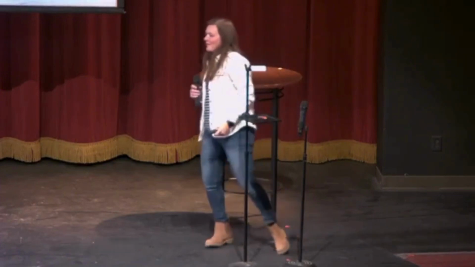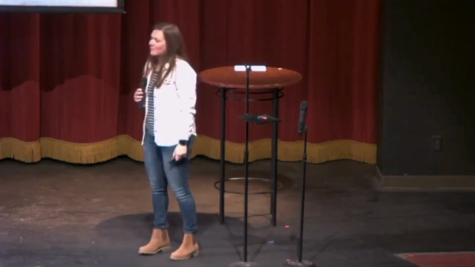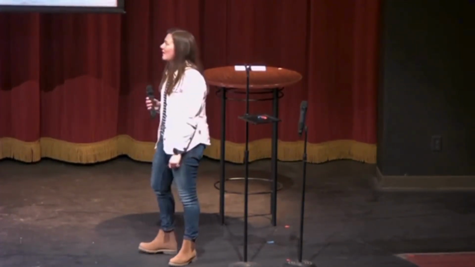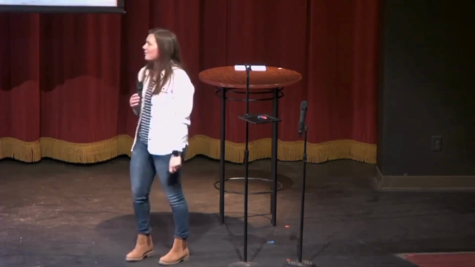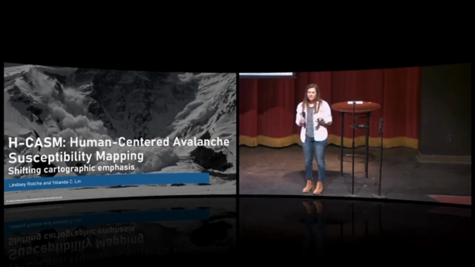Right, so I'm going to be talking about something I worked on for my master's thesis. It's HCASM, or Human-Centered Avalanche Susceptibility Mapping. What this is really focusing on is shifting the emphasis. Typically we're used to looking at slope shading maps that show where an avalanche might start, but this is an attempt to show where a human's at risk in the terrain.